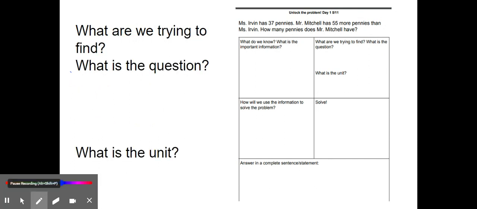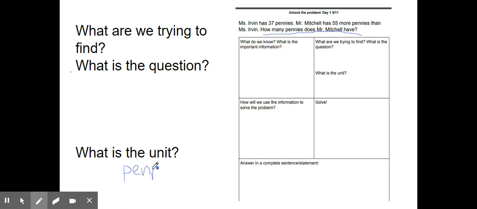The next box says, what are we trying to find? What is the question? I'm going to underline the question. How many pennies does Mr. Mitchell have? That's the question, and we are trying to find how many pennies Mr. Mitchell has. What is the unit? What are we talking about? Are we talking about pizzas? Are we talking about airplanes? Are we talking about dollars? No, we're talking about pennies. So our unit is pennies. Whatever our answer is, we are going to be talking about pennies.